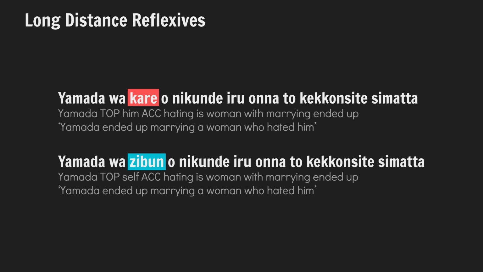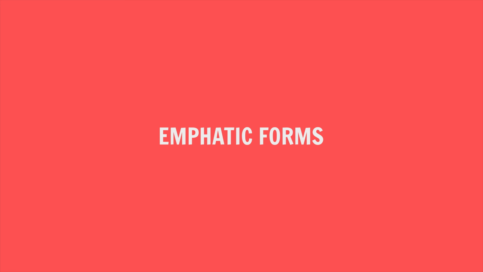Apologies, Japan. In the first, the speaker gives an objective description of what happened by placing themselves at a distance from Yamada. In the second, the speaker identifies themselves with Yamada through the use of the LDR, which implies that Yamada knew at the time of marriage the woman he married hated him. In the first, the POV is that of the speaker assessing the situation from outside. In the second, the POV is that of Yamada.